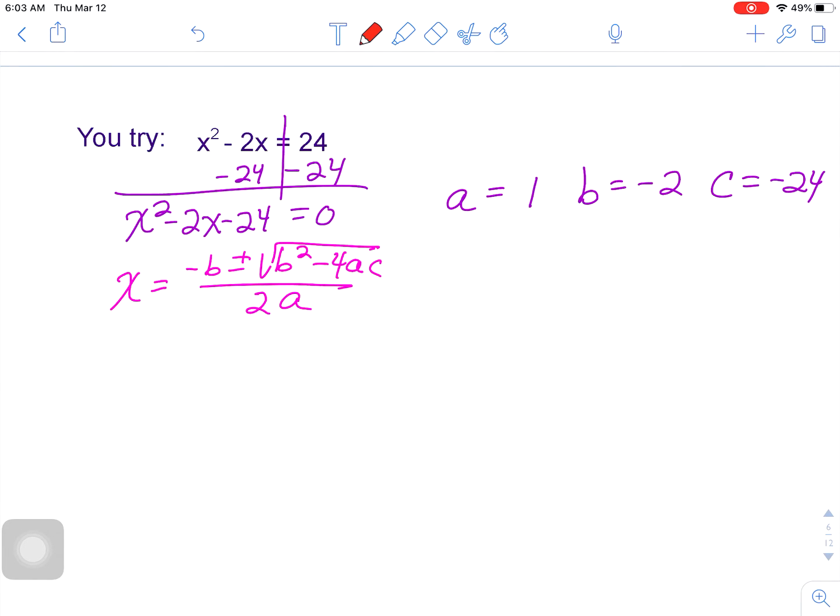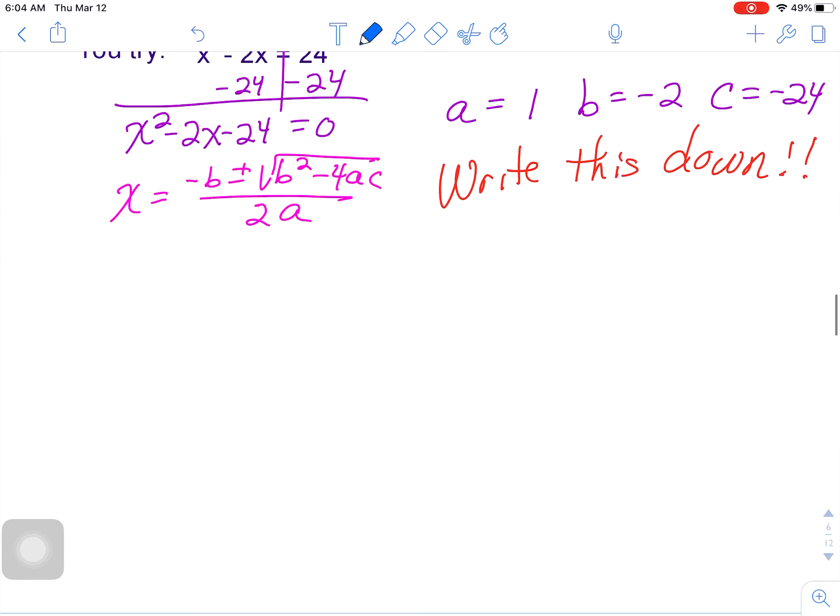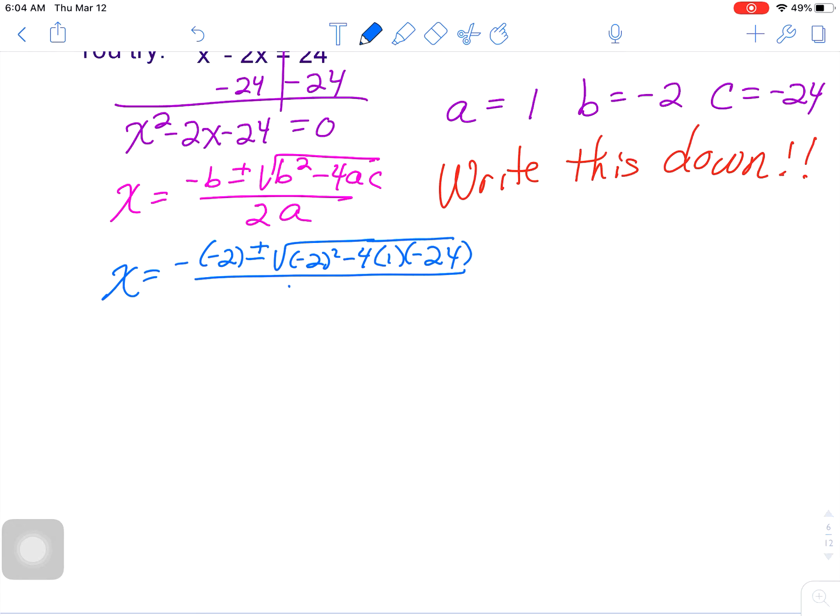And what was my mantra before? Write this down. Otherwise, you won't remember it. All right, we're going to substitute now. So x is equal to the opposite of negative 2 plus or minus the square root of negative 2 squared minus 4 times 1 times negative 24, all over 2 times 1.